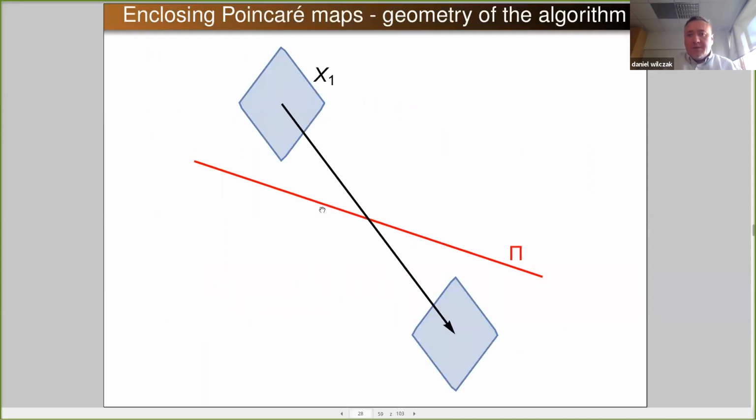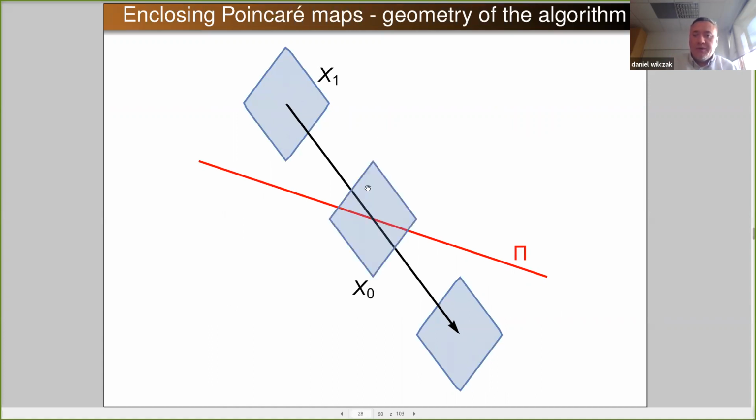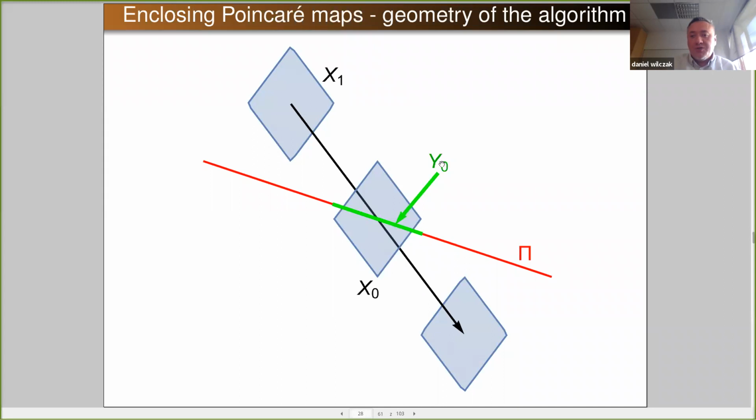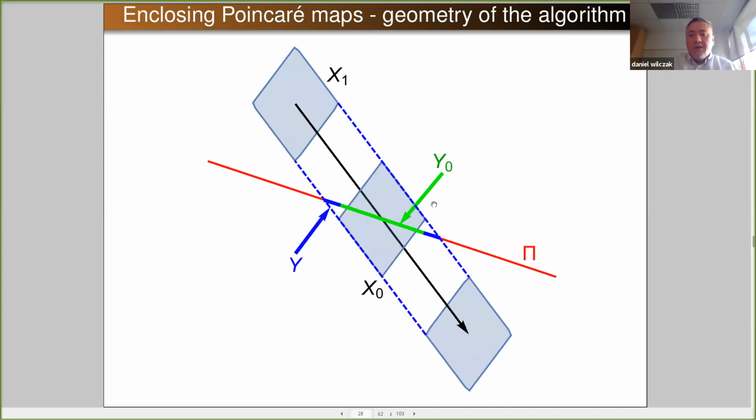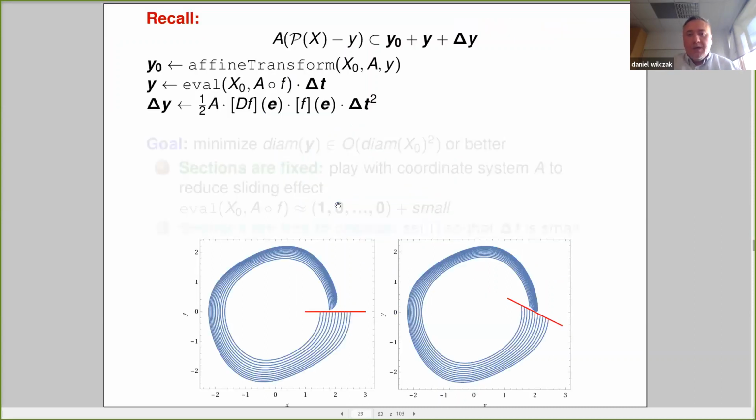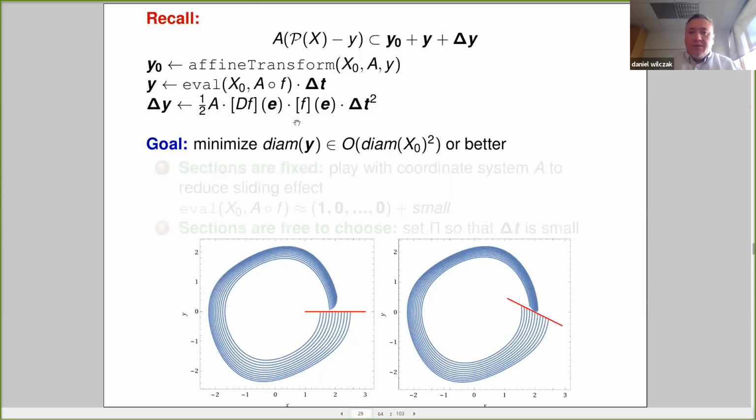Good. And here is the geometry of our algorithm again. We have x1 before the section, move it a little bit, use affine transformation to compute the main component of the result, which is y0, and then add some error terms, y and delta y. Okay, here is a little example. We want to make the terms y and delta y as small as possible.